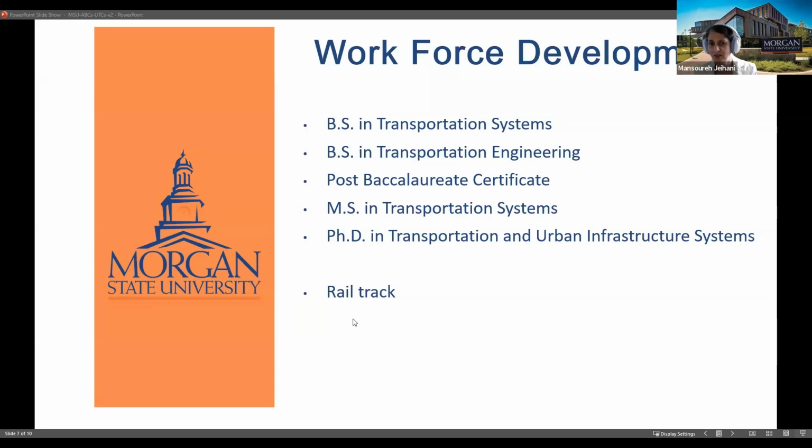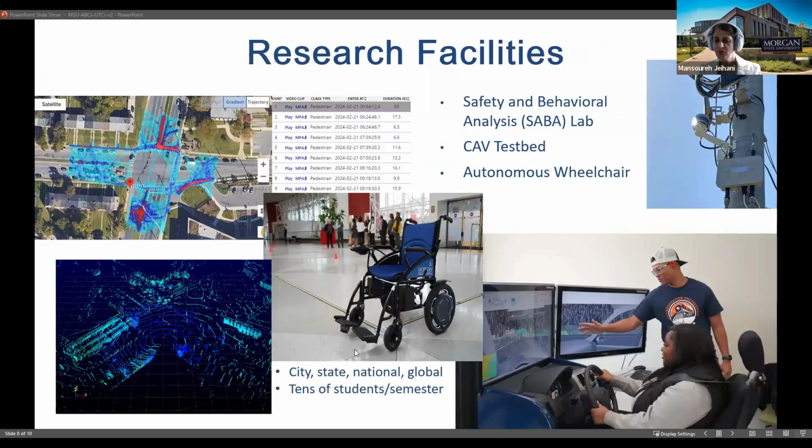And recently, under the CRECI grant that we have with the University of Delaware, we have a rail track that some of our students, both undergrad and grad, go into. We have our research facilities that have been expanded through all these years.